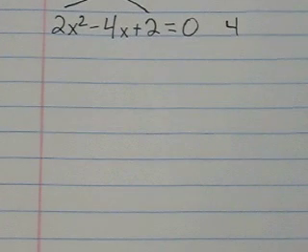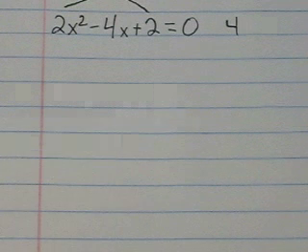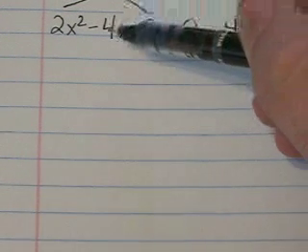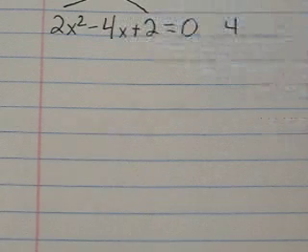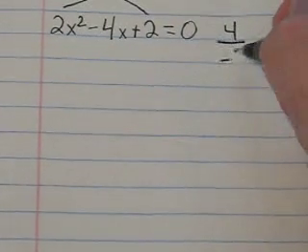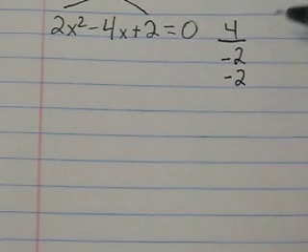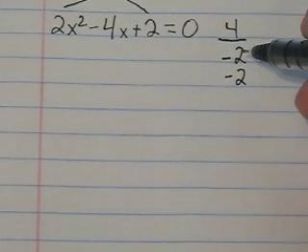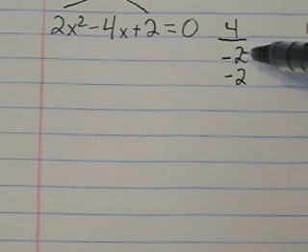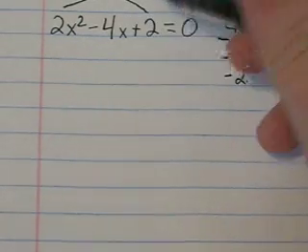When we multiply a and c together, that gives us 4. Then we have to ask ourselves the question, what two numbers could we multiply to get positive 4, but when we add them together we get negative 4? So when you think about that, you should come up with negative 2 and negative 2. Because when you multiply negative 2 and negative 2, you get positive 4. When you add negative 2 to negative 2, you get negative 4.